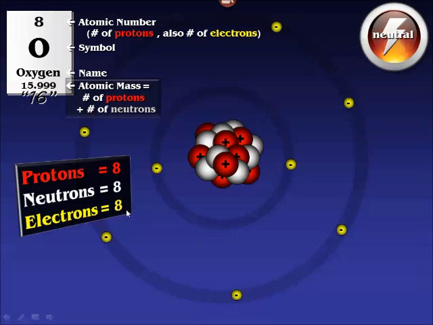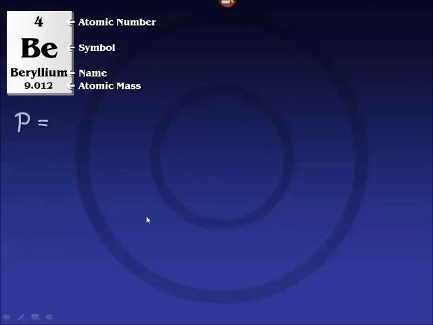This is easy. Is it always the same? 6, 6, and 6, or 8, 8, and 8? Is it going to be 4, 4, and 4, for instance? If we try, say, this element, beryllium, atomic number is 4. Go ahead and try and draw this one. Pause the video if you want to draw it.